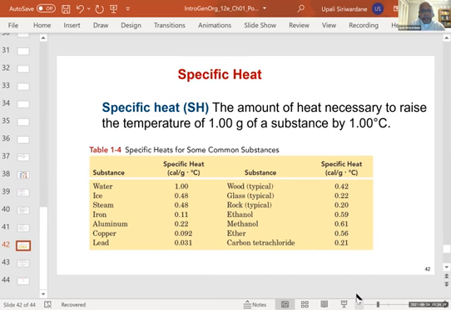Specific heat of ice is different because it depends on physical state. Steam is the same as ice. Iron is 0.11, aluminum 0.22. If you look at this table of specific heat, water has the highest specific heat. That means water can store more thermal energy when the temperature is increased.